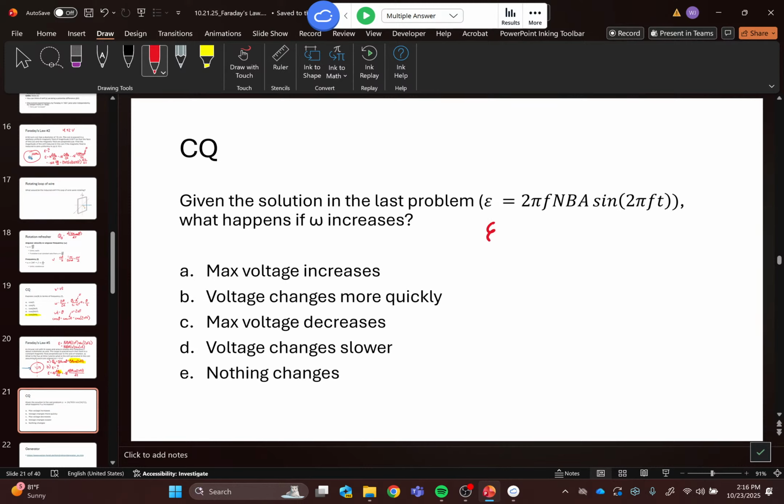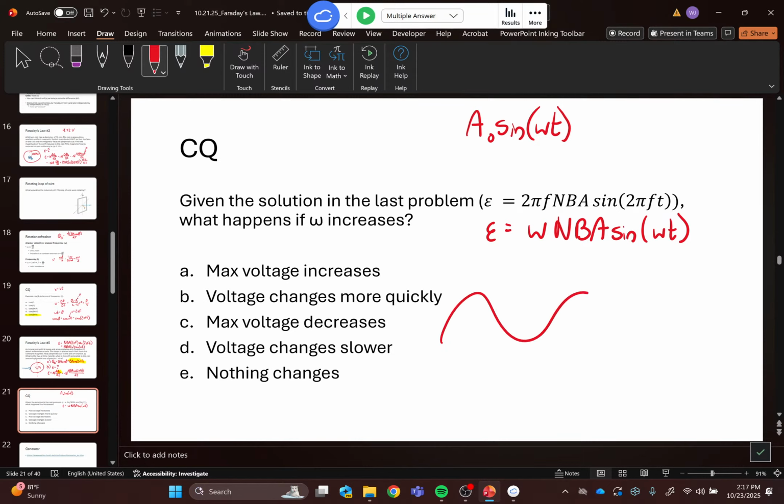So this term here, epsilon, I'm just going to replace the 2 pi f with a w so we can see where the w's at. Great. So there's my w. And what you all need to remember is this. This is just the general form of a sine function. The number that you multiply in front is the amplitude. Sine wiggles its way around, and if I increase the number in front, that's the amplitude.